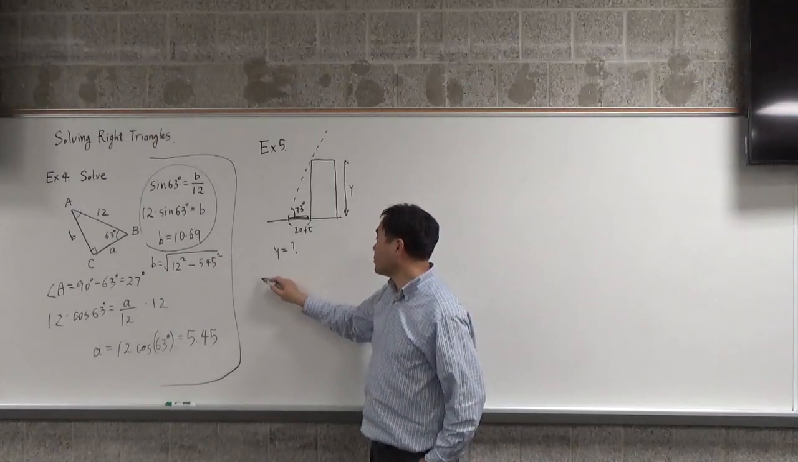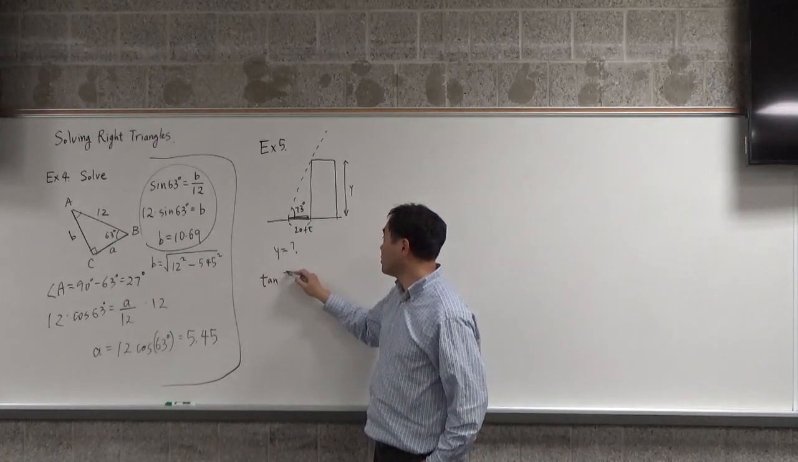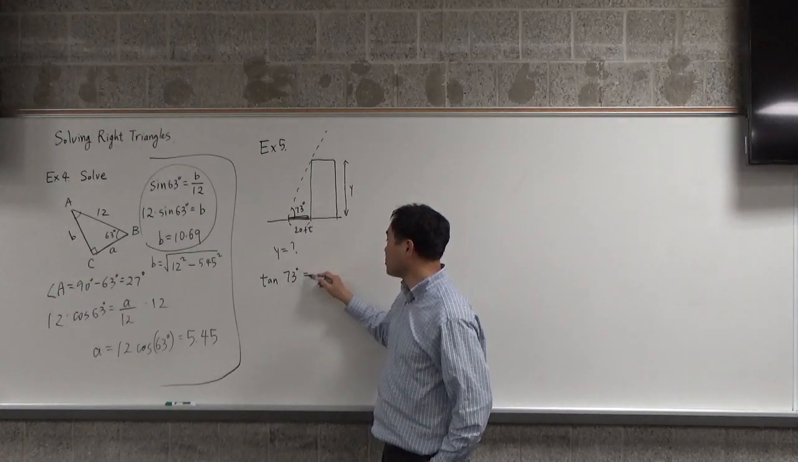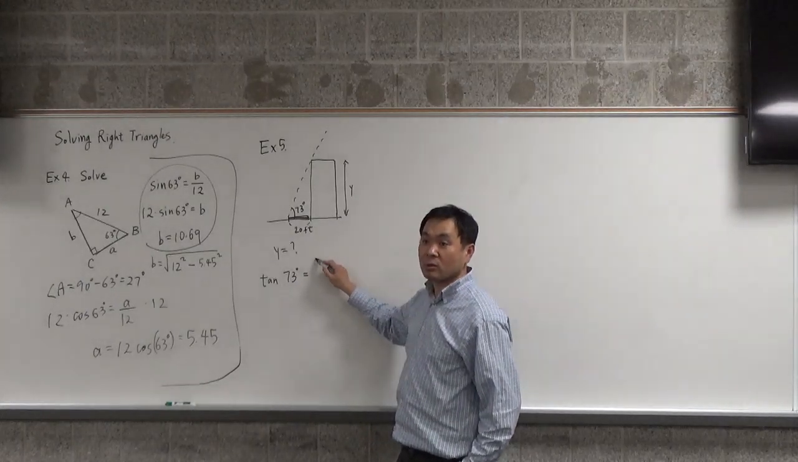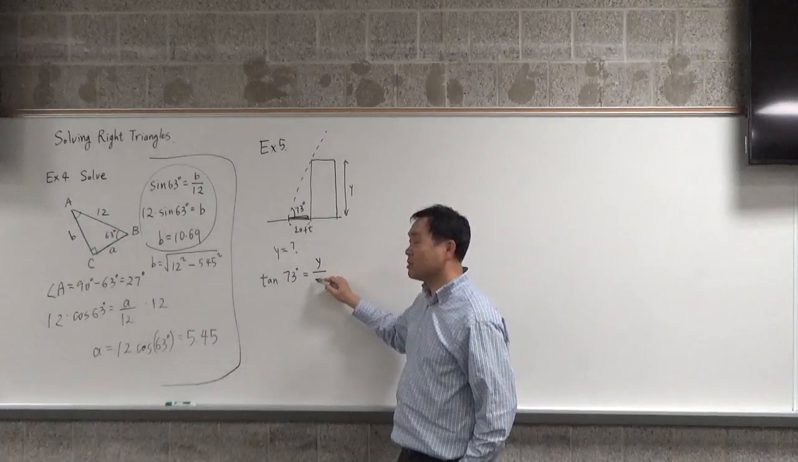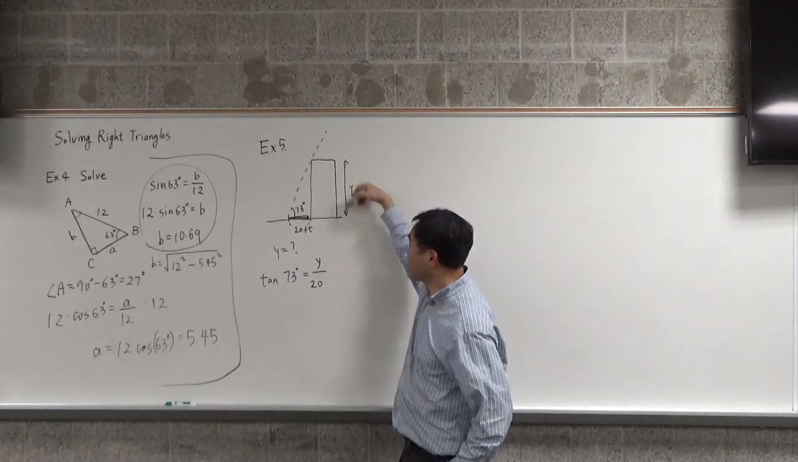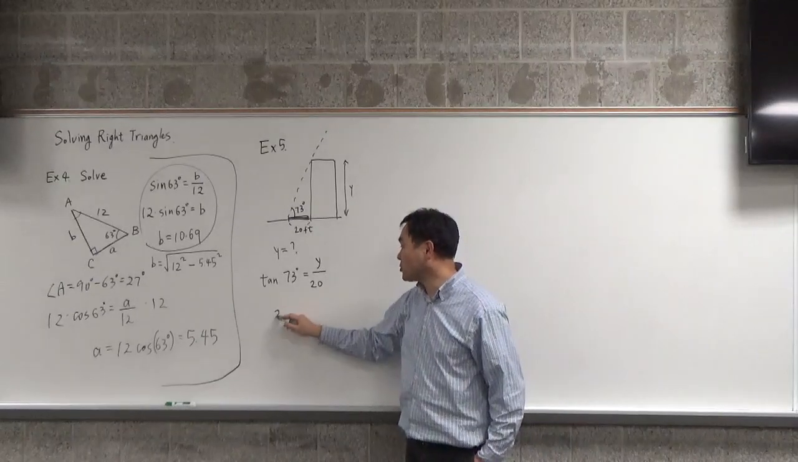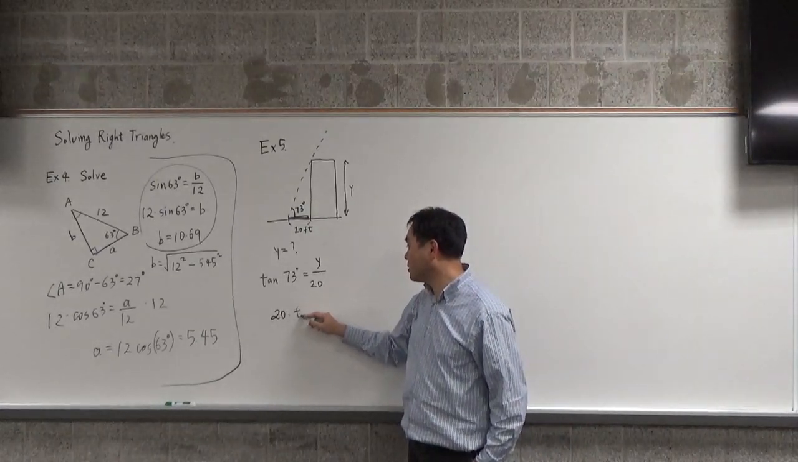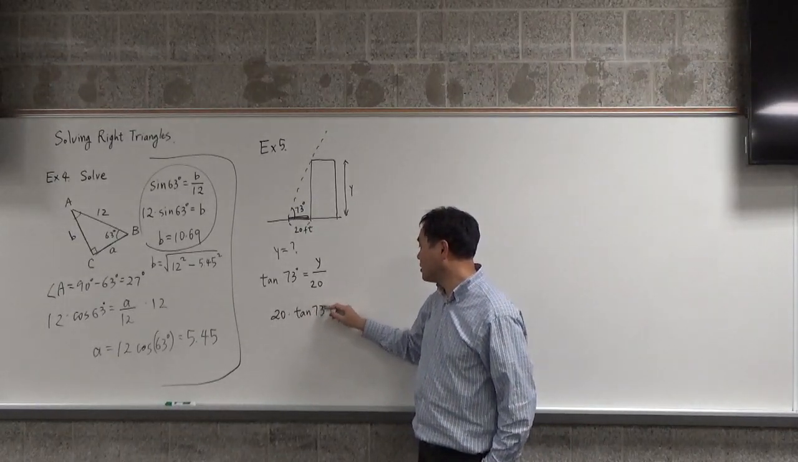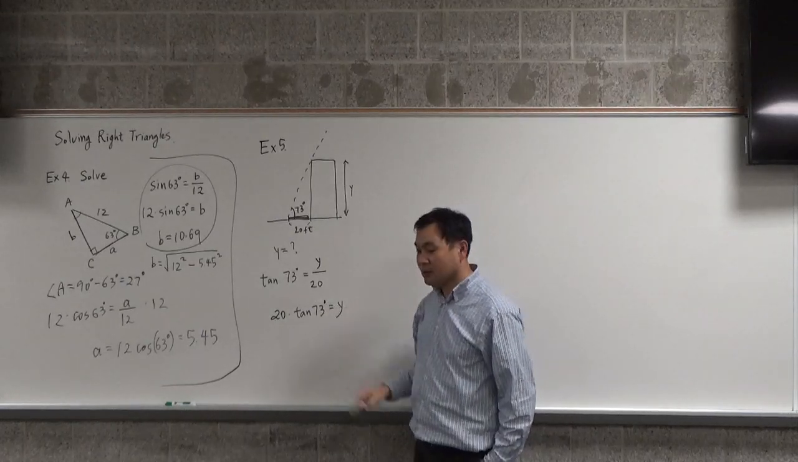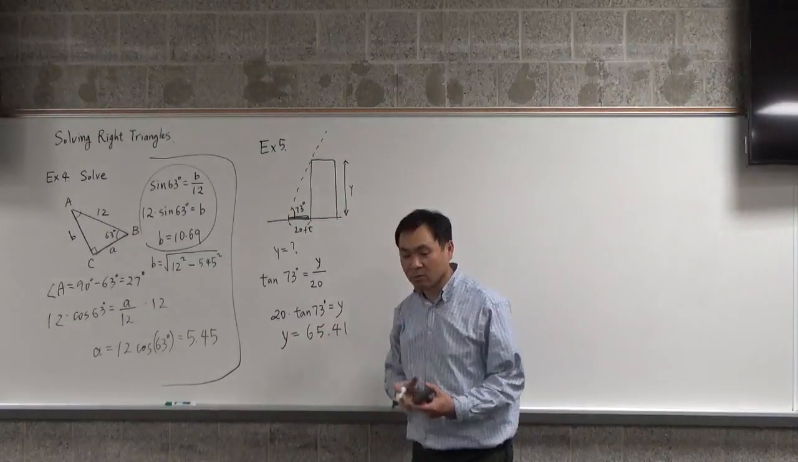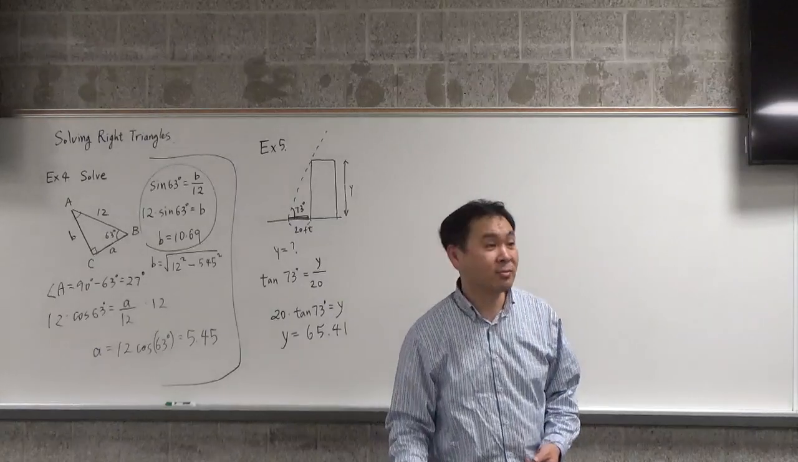Tangent. Yeah, we say tangent of 73 degrees is equal to y over 20. Oh, call this y, sorry. Right? Multiply 20 on both sides. So the building's about 65 feet.